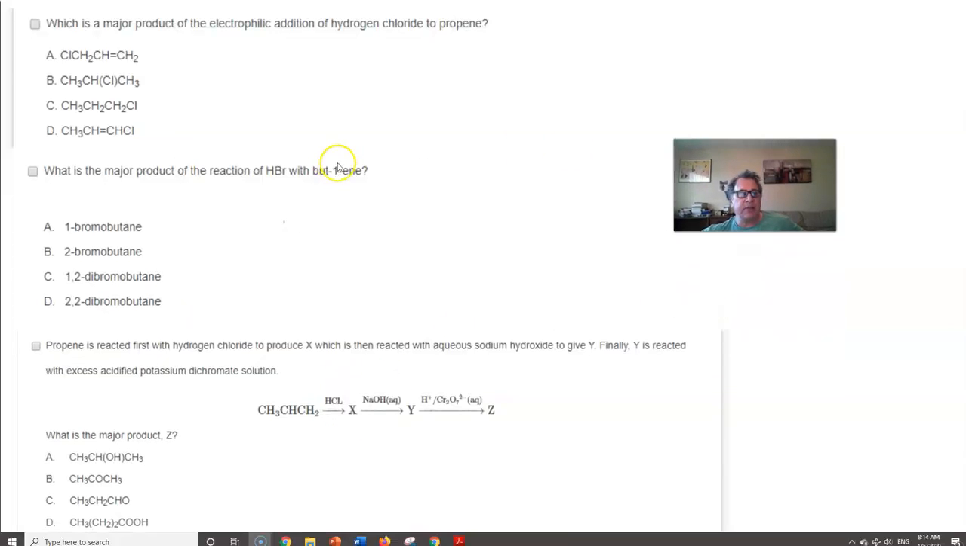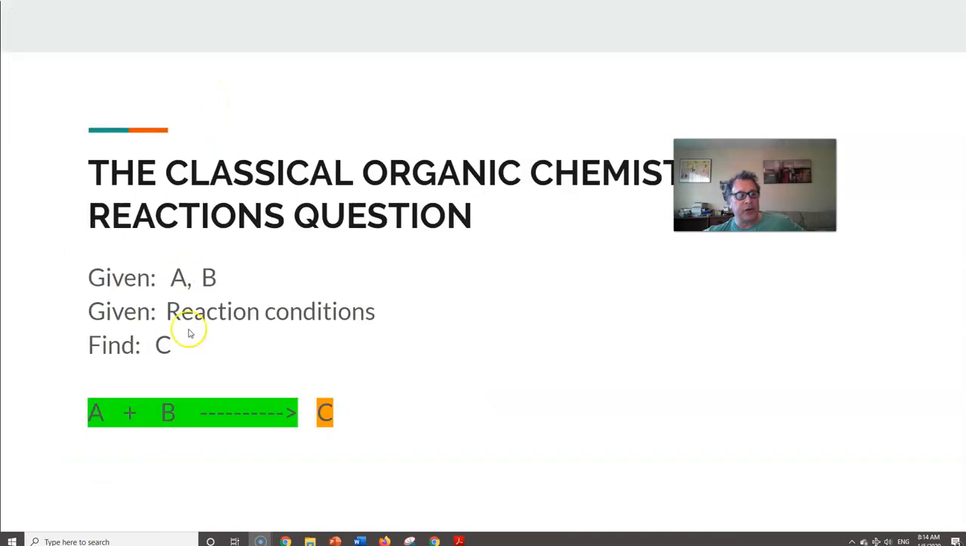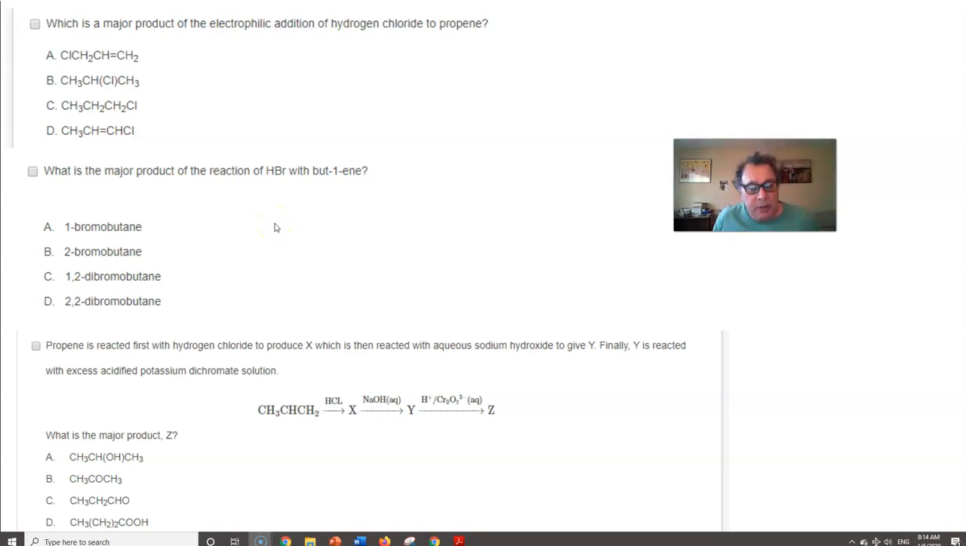And you can see many examples of this type of problem throughout the DP chemistry curriculum, assessments, paper 1, paper 2. Here are three examples right here. These happen to be from paper 1, but you can certainly find many examples in paper 2 as well. What's the major product of the electrophilic addition of hydrogen chloride to propene? So you're given the reactants here, and you're given the reaction conditions, and you're to predict the product. Over here, what's the major product of the reaction of HBr with but-1-ene? You're given the reactants and the conditions. You're to predict the product.